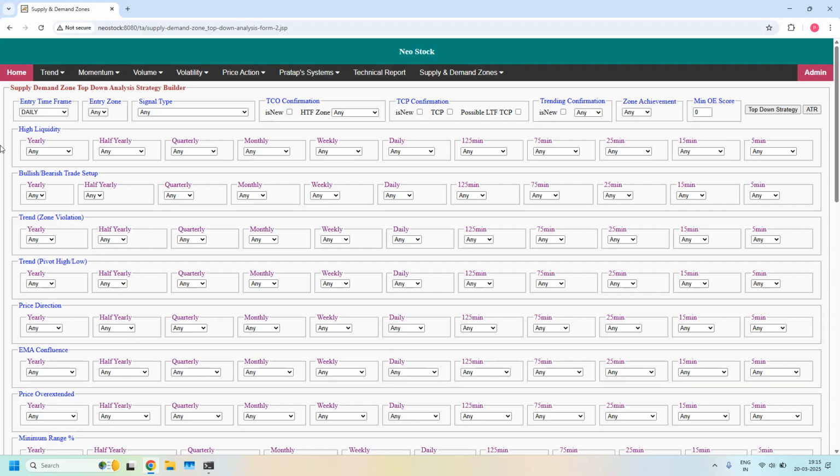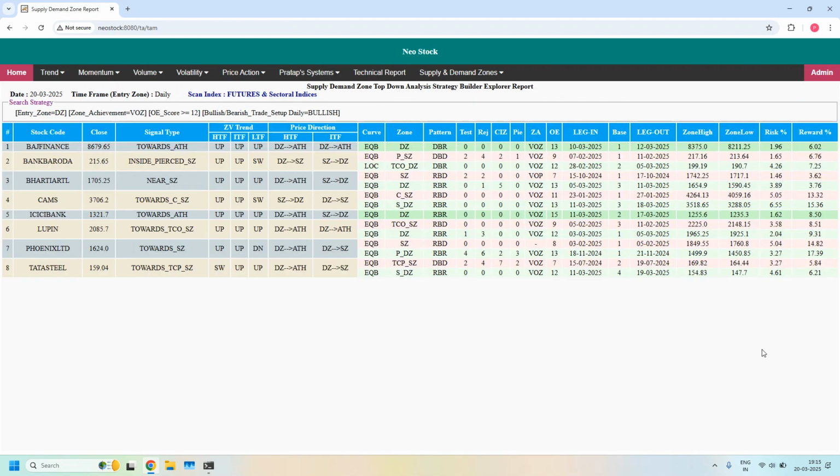First, the bullish trade setup for monthly income trade. Entry time frame daily, entry zone demand zone. Here I am selecting bullish, zone achievement VOZ, minimum order enhance score 12. So a total of 8 bullish trade setup supported stocks are generated for monthly income trade, and for all of these the entry time frame zones are daily demand zones.